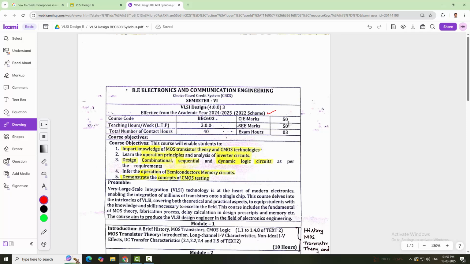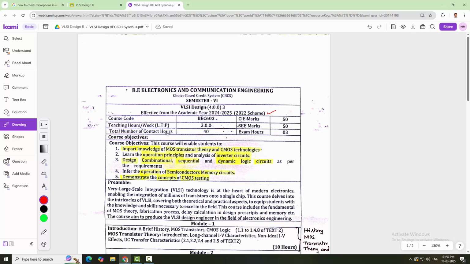However, the examination is conducted for 100 marks. Later, the marks is scaled down to 50. The examination hours is going to be 3, and the total number of contact hours for this particular course is 40 hours. Now, before we move to the more details of the course, let us discuss the course objectives.